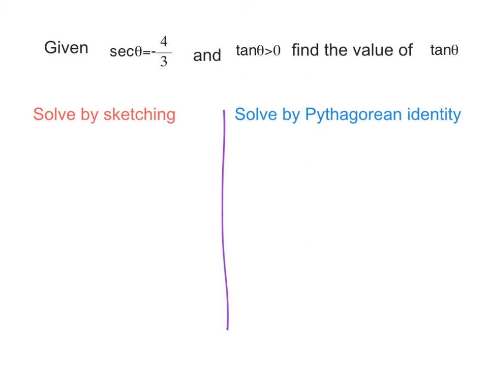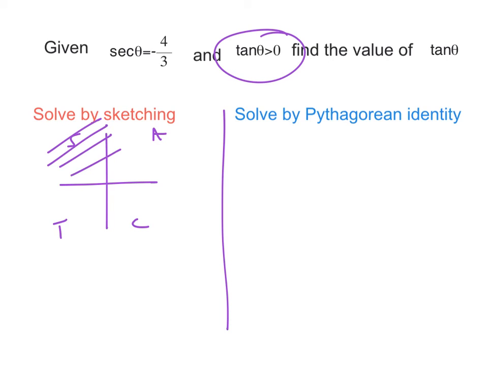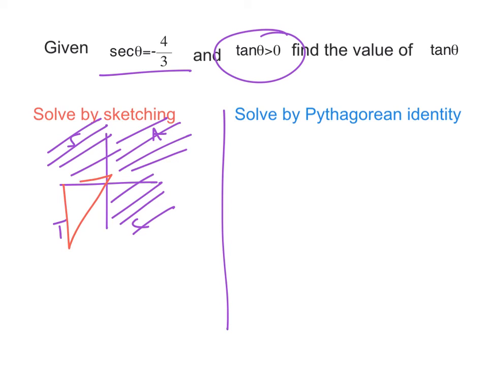Alright, so let's first start by sketching. Let's get a nice sketch drawn. So all students tip cows. They tell me tangent is positive, so that means this quadrant's out and this quadrant's out. And then somebody's negative, so that eliminates the first quadrant. Get my triangle drawn at the origin, right angle sitting on the x-axis.